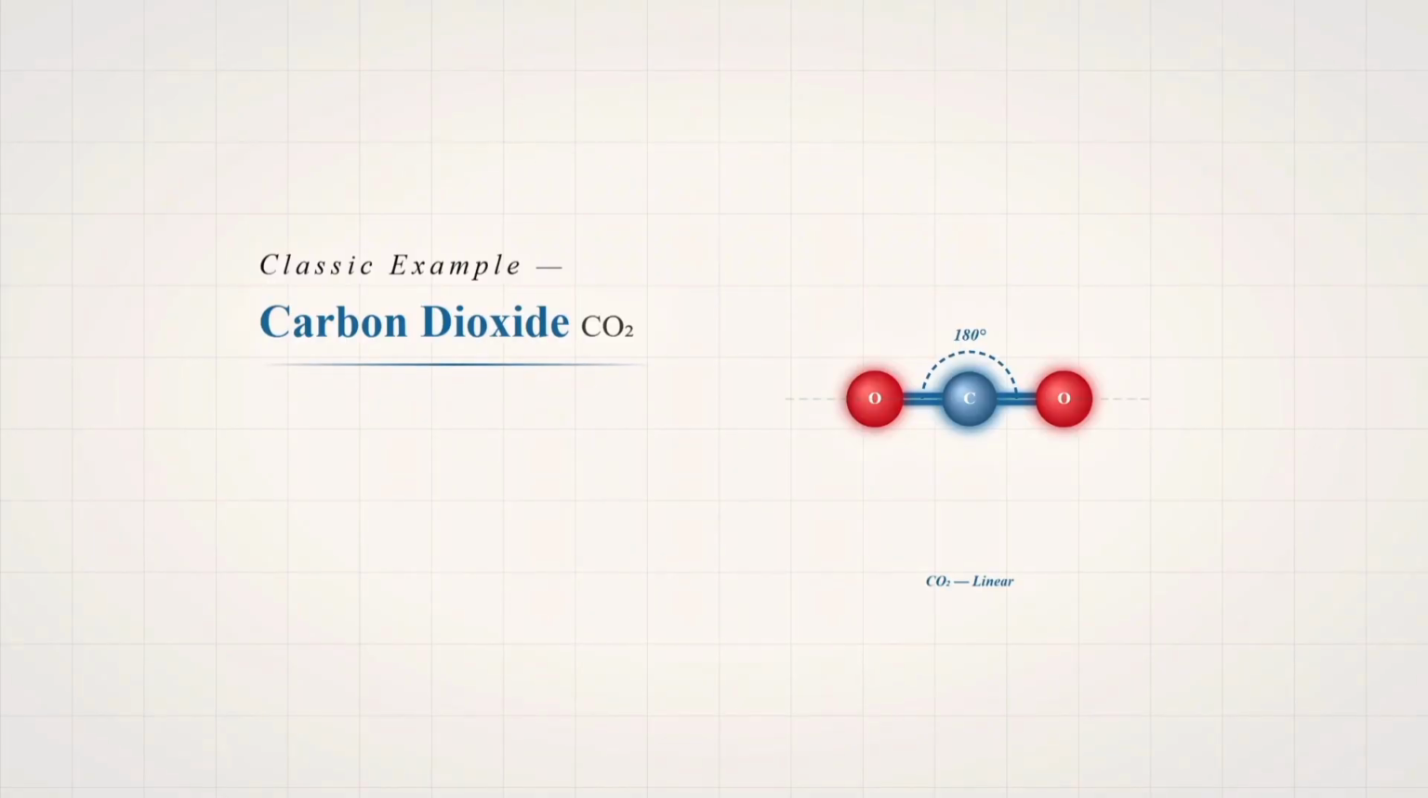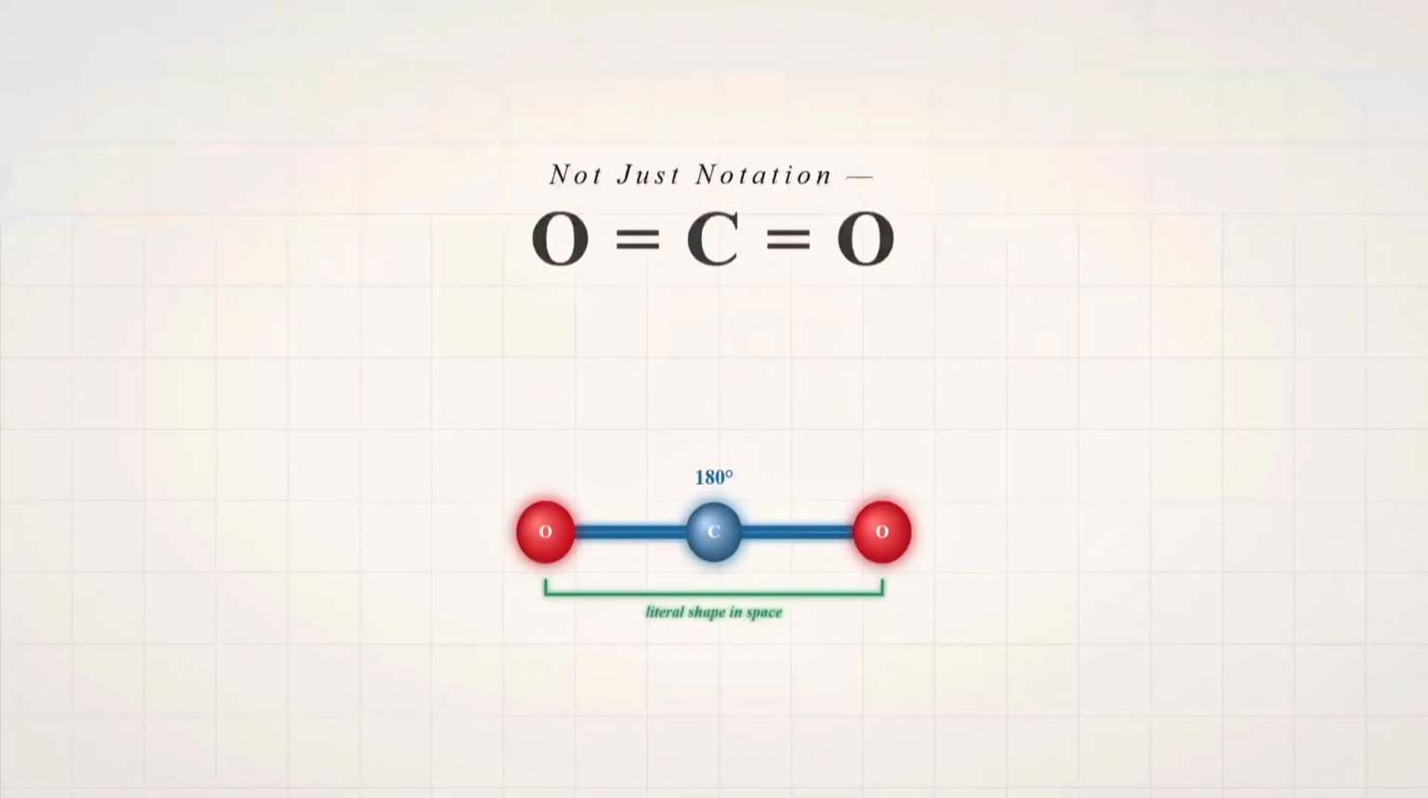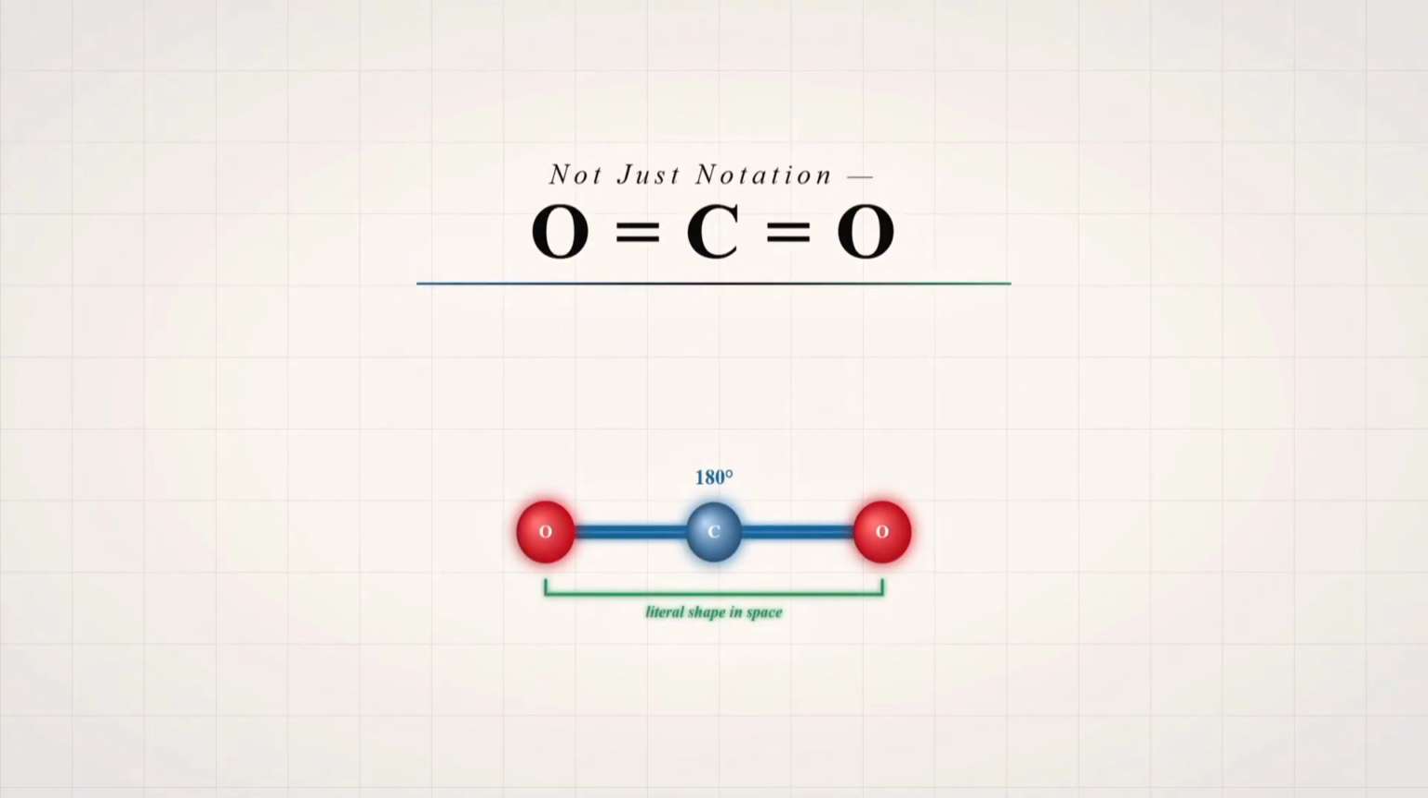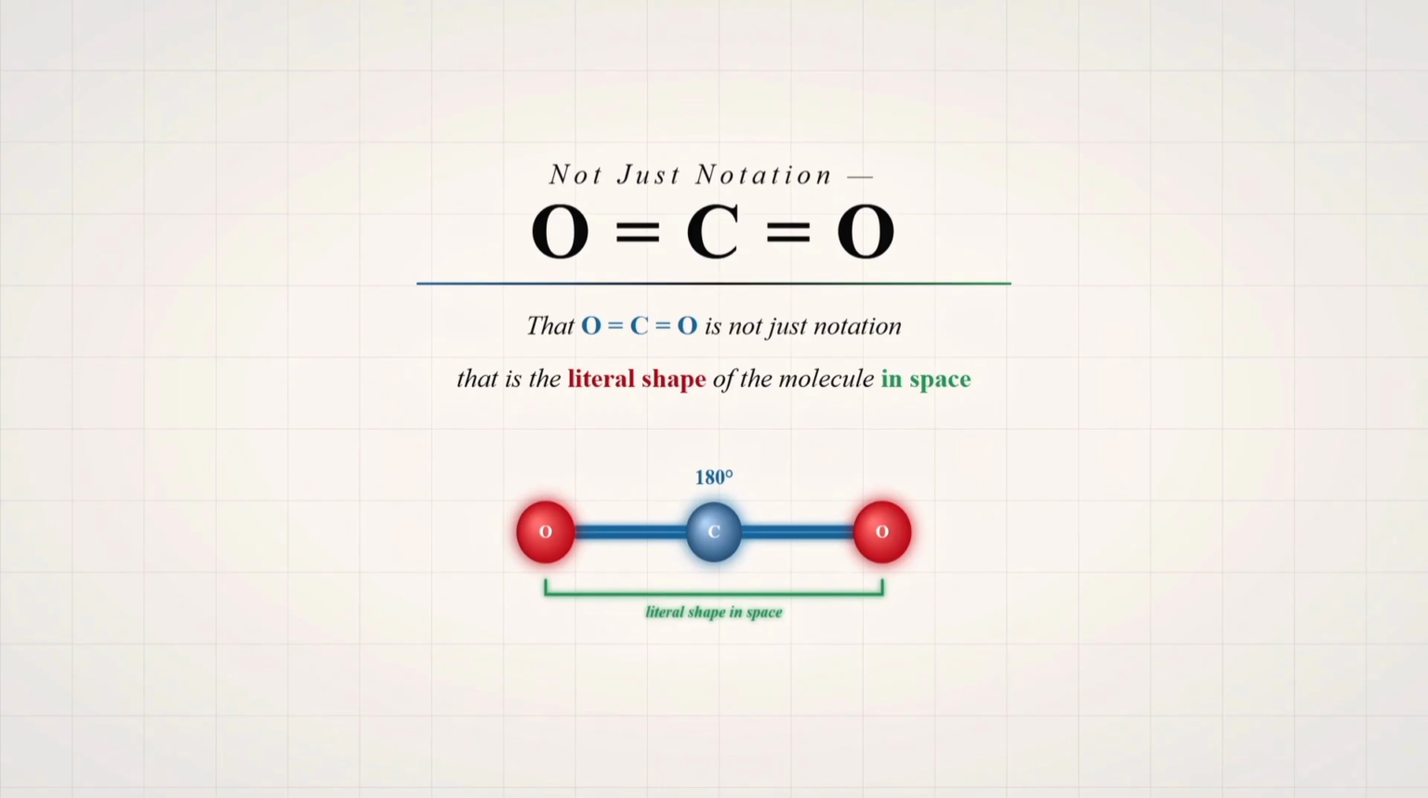A classic example is carbon dioxide, CO2, which we worked through in episode 5. 2 double bonds, no lone pairs on carbon, 180 degrees. Perfectly straight. If you've ever seen a molecular diagram of CO2 with oxygen double bonded to carbon, double bonded to oxygen, that's not just notation. That's the literal shape of the molecule in space.